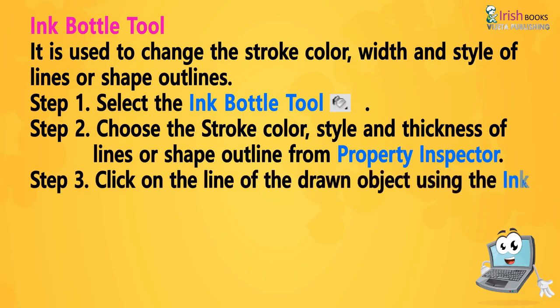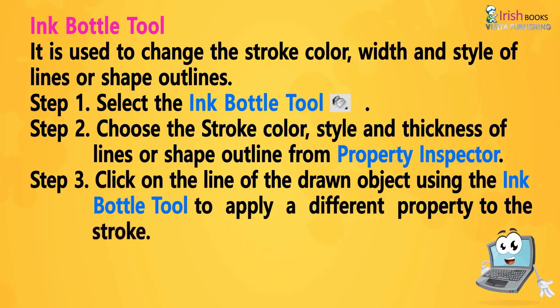Ink bottle tool. It is used to change the stroke color, width and style of lines or shape outlines. Step 1. Select the ink bottle tool. Step 2. Choose the stroke color, style and thickness of lines or shape outline from Property Inspector. Step 3. Click on the line of the drawn object using the ink bottle tool to apply a different property to the stroke.